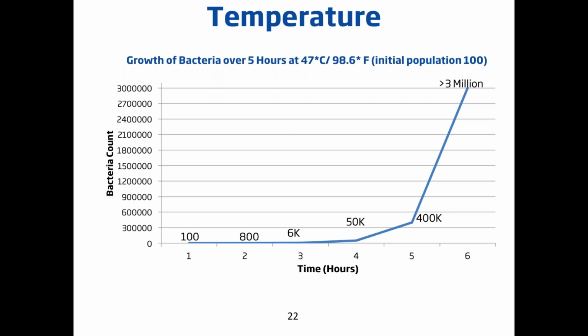So the first parameter we're going to talk about is temperature. Temperature is the most widely measured parameter in the entire world. When we talk about measuring temperature in food and we look at a graph like this, it becomes obvious why it's especially important in food safety. The growth of bacteria at room temperature, you can see, is exponential, and after only 5 hours you can have a bacteria count of over 3 million from just a starting population of 100 cells.